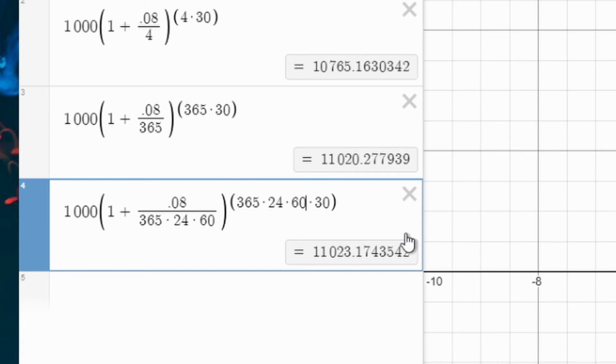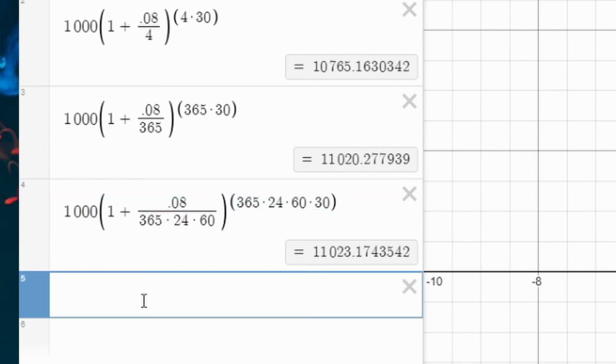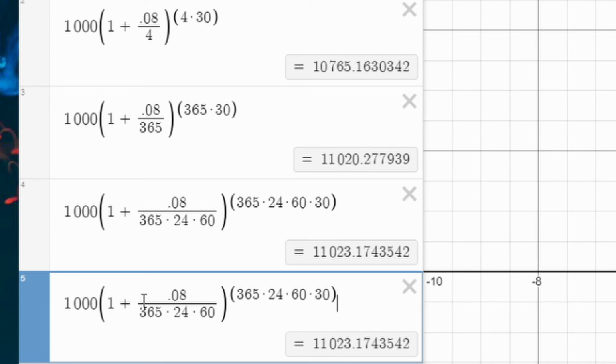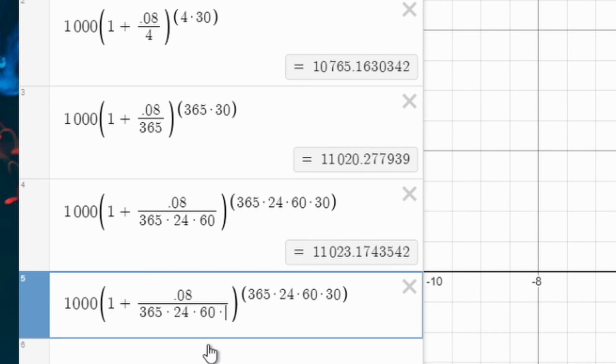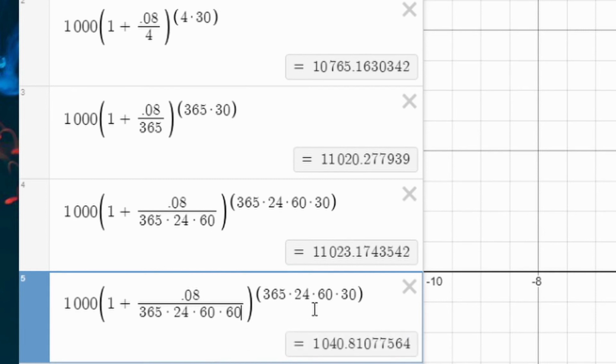Well, can I do even better than every minute? Can I do every second? I know this wasn't part of the assignment, but what I need to do is multiply this denominator by 60 and change this exponent by multiplying by another 60. Every minute and every second. Which one's bigger? Well, it looks like every second is just ever so slightly bigger.